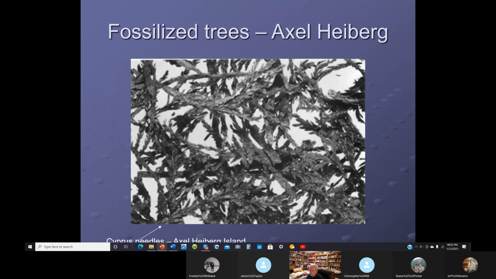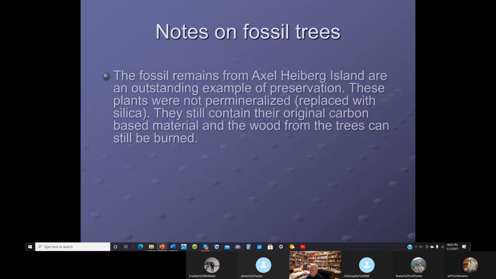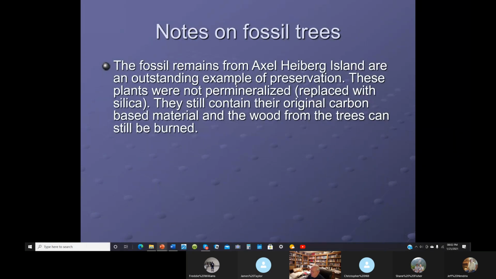Some of them were fossilized. They were actually frozen. Cypress needles. These are cypress trees in Axel Heiberg Island, okay? The fossil remains from Axel Heiberg Island are an outstanding example of preservation. These plants are not permineralized, replaced with silica. But if you've ever seen what's called petrified wood, that's permineralized. The wood has been replaced with other materials, silica being one of the things that they replace it with.